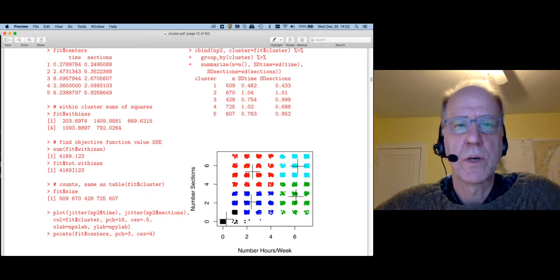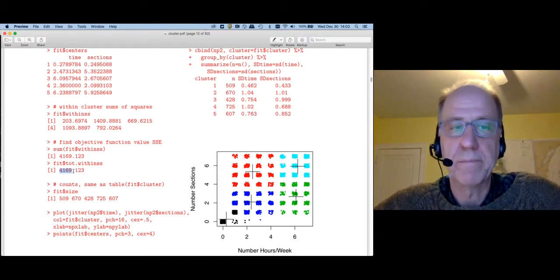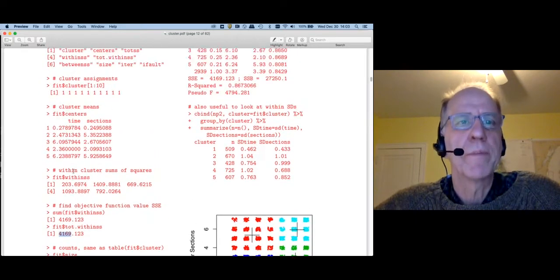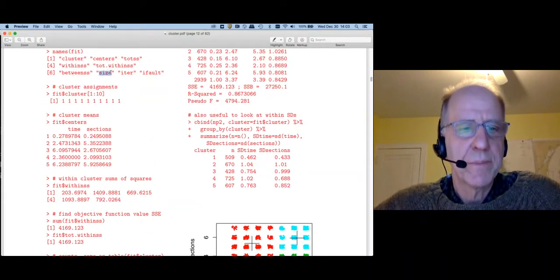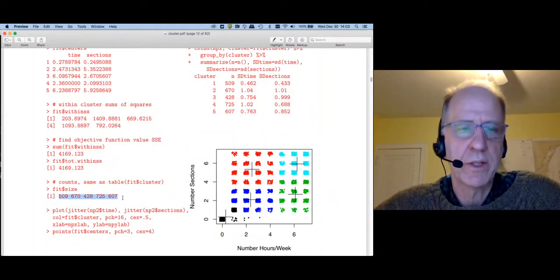So sometimes this gets called the clustering criterion. The overall quality of this solution would be 4169. Think of that as the sum of squared errors in regression. Moving on, the size gives the count of observations assigned to each cluster.